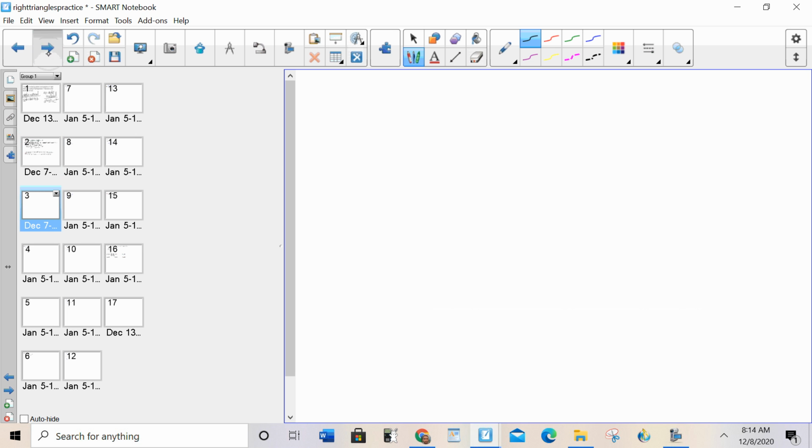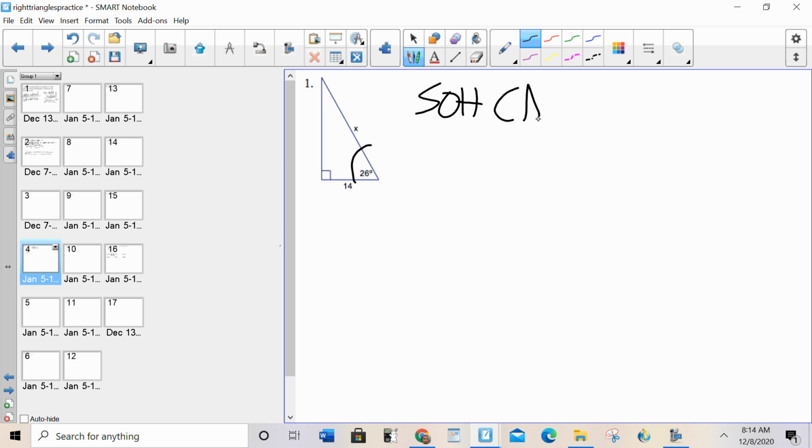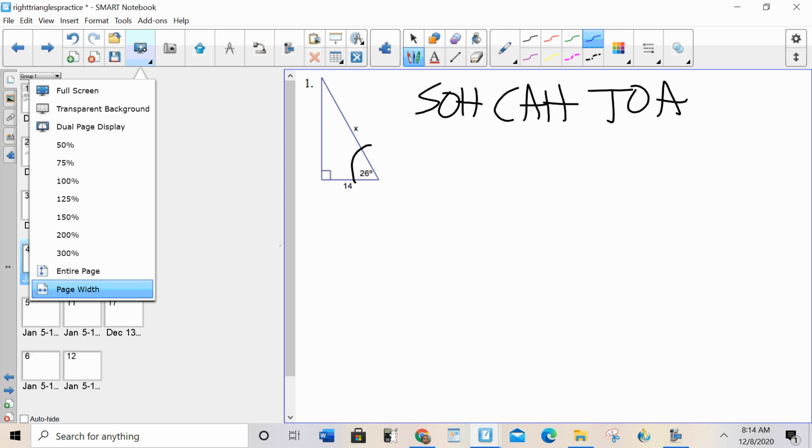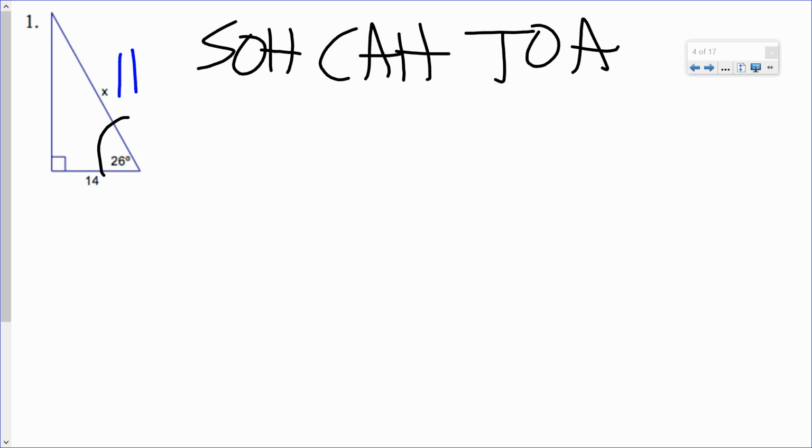So, I see a right triangle, so the first question is Pythagorean Theorem or SOHCAHTOA. Is there an angle involved? Yes. Since there's an angle involved, I'm going to be using SOHCAHTOA. So my first step is to label my A, O, and H. So H is the hypotenuse, the long slanted side opposite the right angle. The angle always connects the H to the A, which makes this my O.